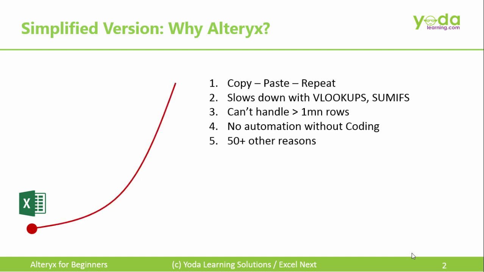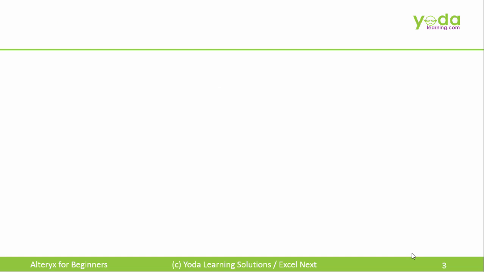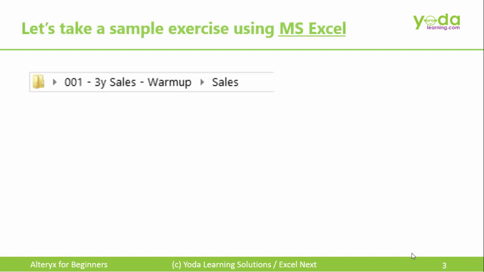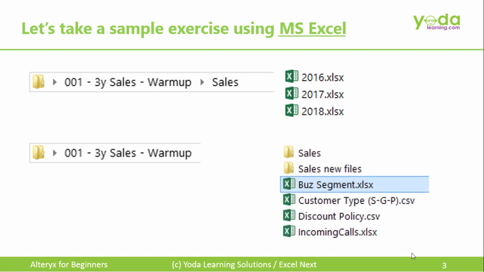So let me explain in this entire chain where Excel stands in comparison to Alteryx. Let's take a sample exercise using MS Excel. The story goes like this. You have a folder with 3 files. Each of these are sales transactions for the 3 respective years. In the future, more can be added. Next, you have other files supporting this, such as discount policy, customer type, business segment. To have one consolidated report, let us see how we do it in Excel.